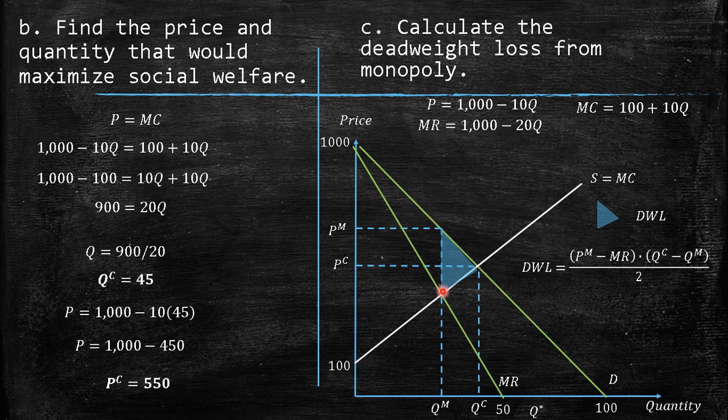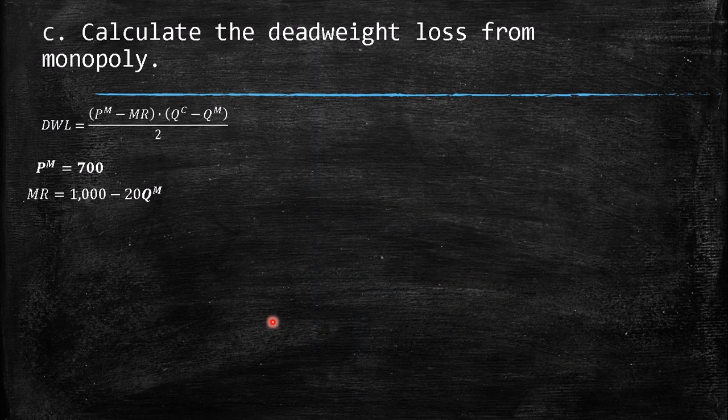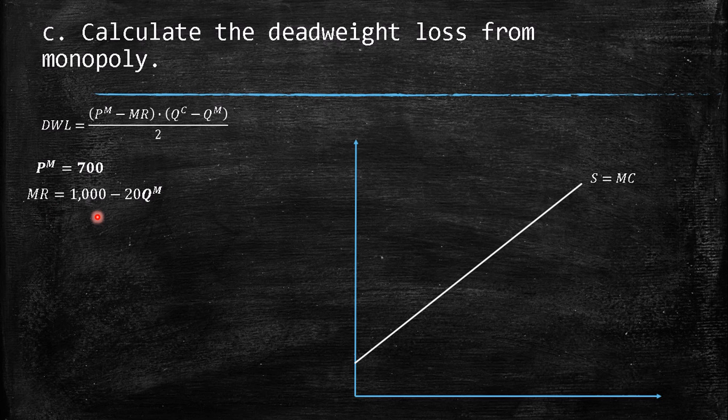It should be a triangle, where the area is equal to base times height over 2. So we have here price monopolist minus marginal revenue, times the height, which should be competitive quantity minus monopolist quantity, over 2. So we just replace them. Remember, the price of the monopolist was 700. The marginal revenue we need to figure out, which is just replacing.